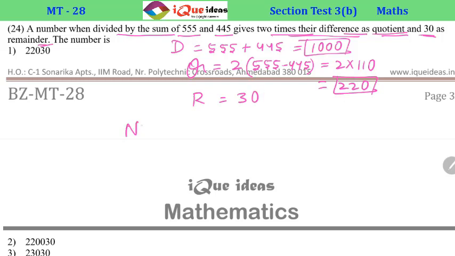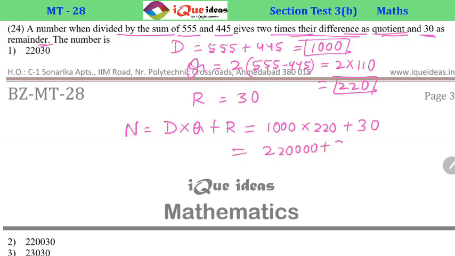That means our number will be equal to divisor into quotient plus remainder. Now divisor is 1000. Quotient is 220 and the remainder is 30. Very nice. So if you multiply, it is 2,20,000 plus 30. So if you add, it is 2,20,030. So the final answer is 220030. Right. So if you see, it is the second option that is the correct answer. Okay. Now the next one.